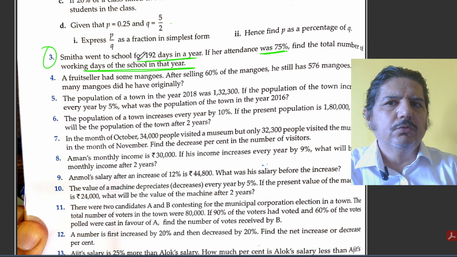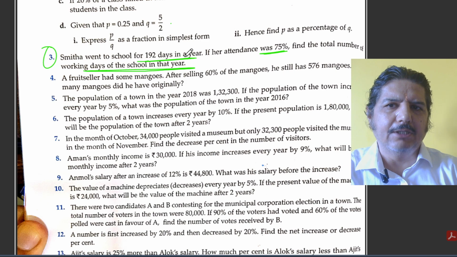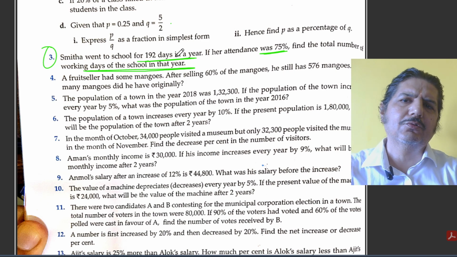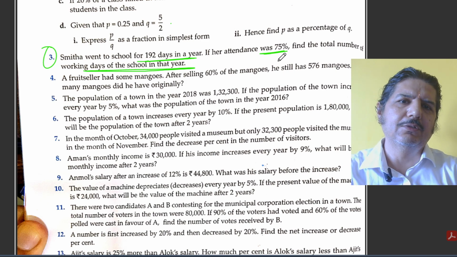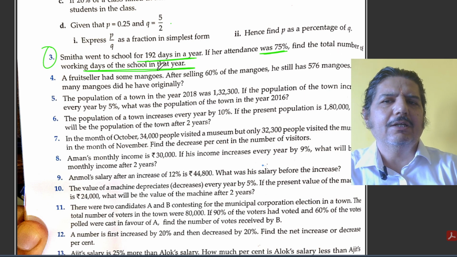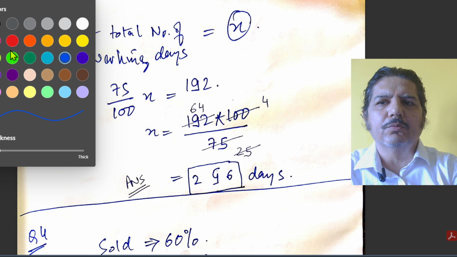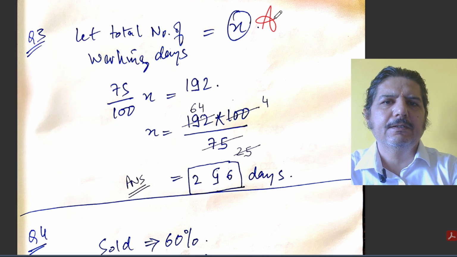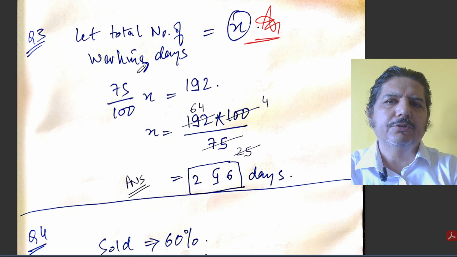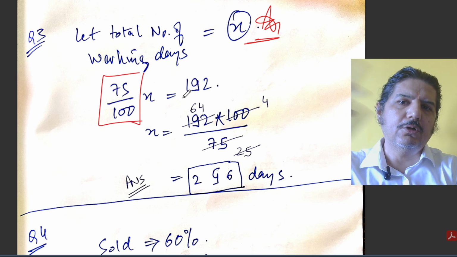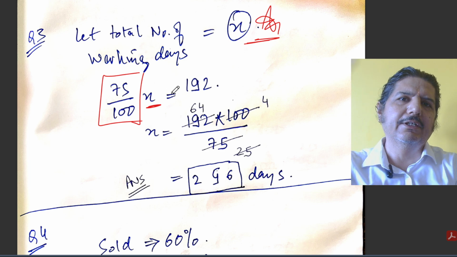So Smitha went to school for 192 days in a year. Her attendance was 75%. Find the total number of working days of the school in that year. Usually in these kinds of questions, whatever is being asked, we assume that to be X. So we will assume that the total number of working days is X. Now she went for 75% of X, because X is the number of working days. So 75% of X is 192.